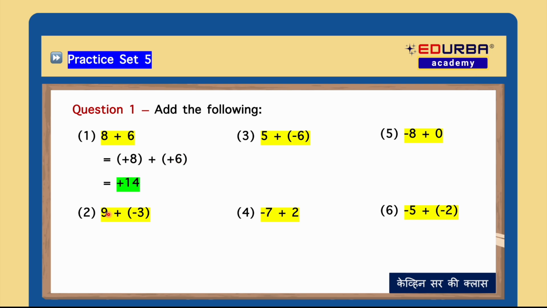Second problem is 9 plus minus 3. So first step, as usual, we have to add the signs. So 9 becomes plus 9. This plus will come as it is, and minus 3 will also come as it is.